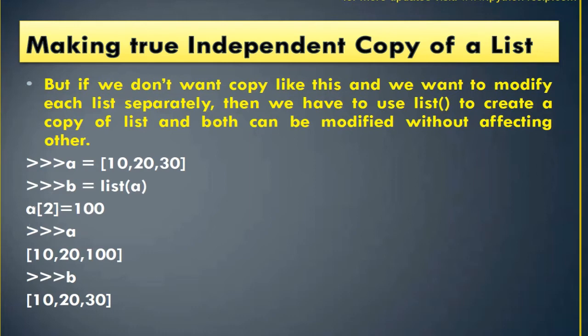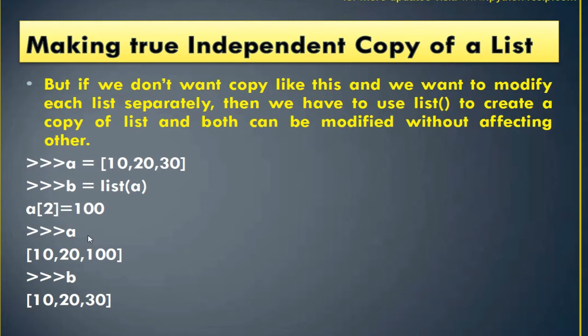When we modify a of 2 equal to 100, in index 2 the 30 will be replaced with 100. And when we print a, we get the output 10, 20, 100. But when we print b, it holds the previous list of a, meaning the previous list of a has been stored in b. When we modify a later, it will not be reflected in what is stored in b. We'll get the previous output only.